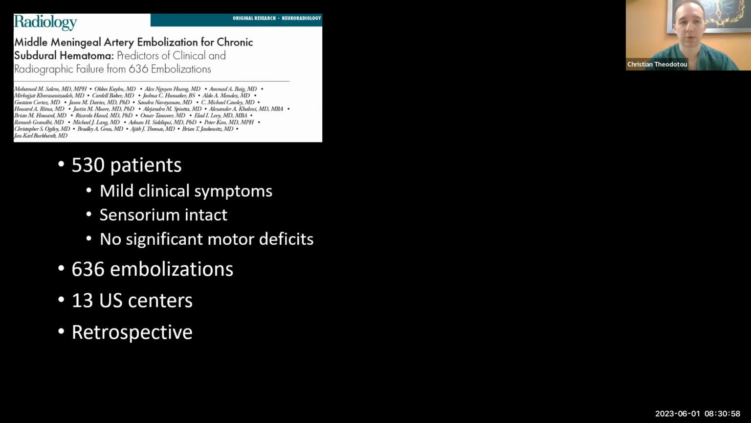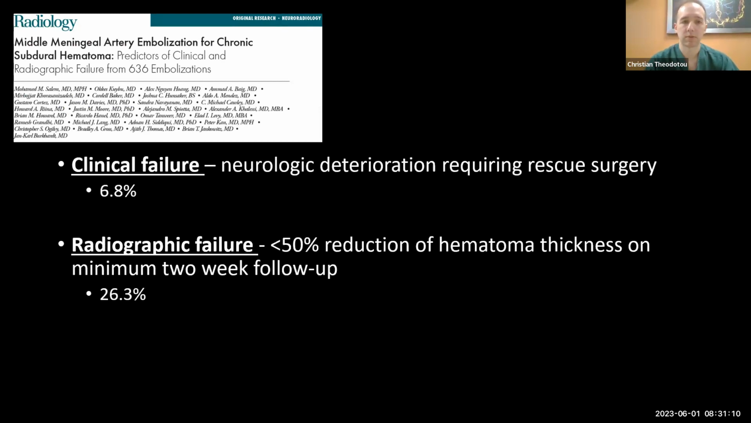This is a newer trial. This one I think is from 2021. Again, it's the same thing. It's people who are, quote, asymptomatic or have mild symptoms. Multi-center trial, and the rate of failure is only 6.8%. The rate of radiographic failure is a little higher, but I think that's just a factor of how soon they were scanning people as part of the study. If you're getting somebody a CT scan at 2 weeks, I believe the subdural is probably still going to be there.